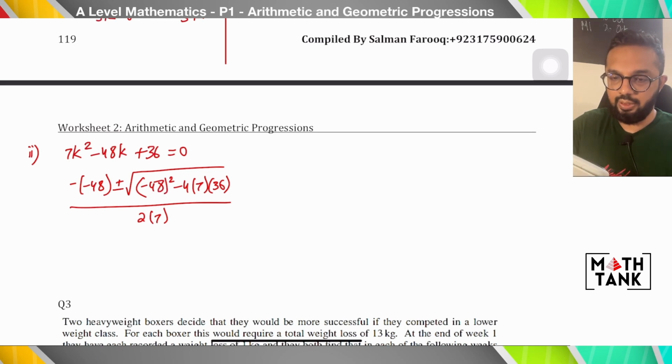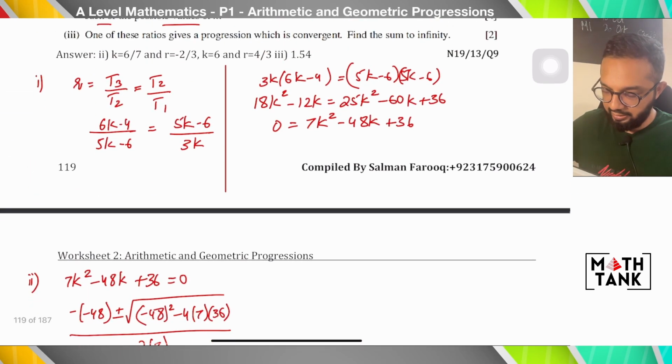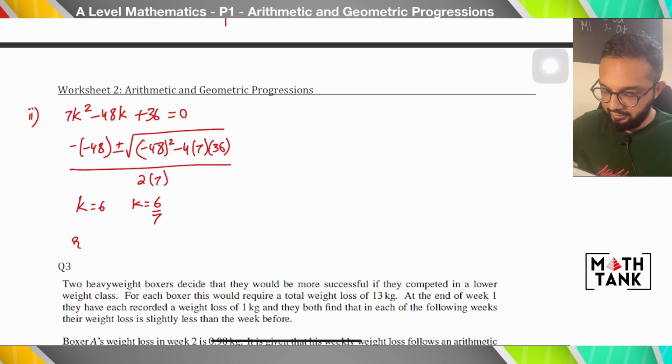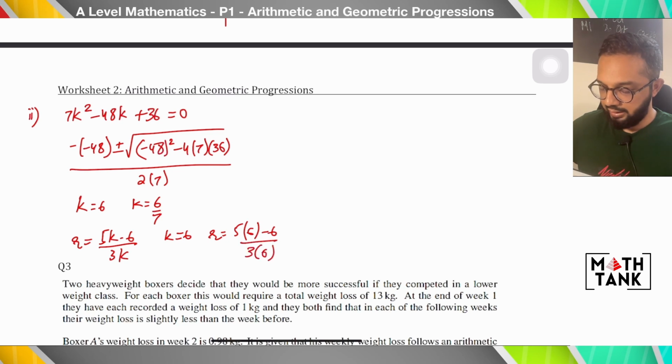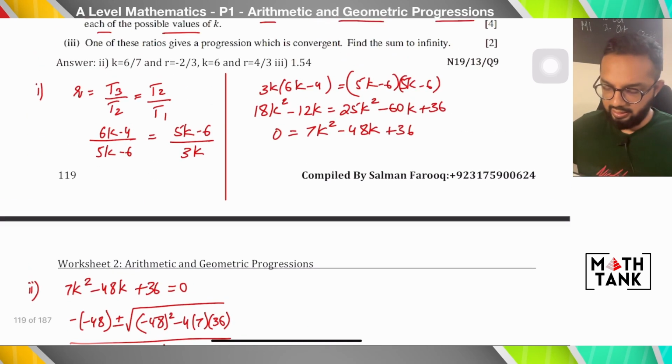7, minus 48, 36. So I'm getting k as 6 and 6 over 7. I want the common ratio in both cases. So the common ratio is basically term 2 divided by term 1, so 5k minus 6 over 3k. I'm going to first use k equals 6 and say that r then becomes 5 into 6 minus 6 over 3 times 6. So that gives me 30 minus 6 is 24 over 18, which should give me 4 over 3.